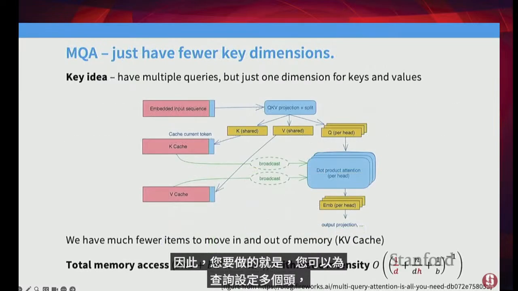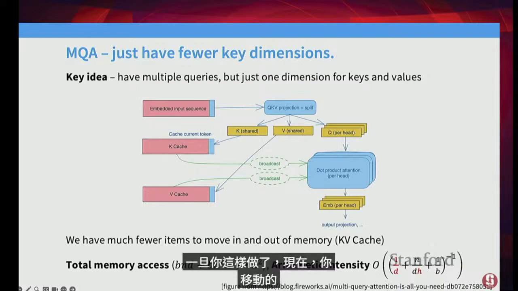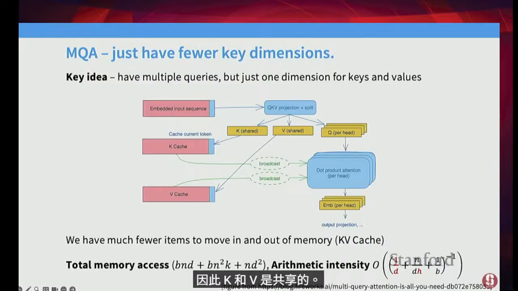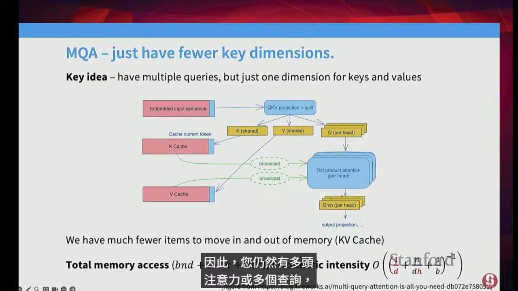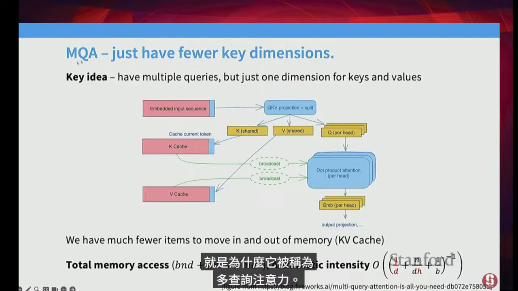So what you do is you can have multiple query heads, but only one head for the keys and values. This immensely simplifies things. Once you do this, you're moving much less information for the Ks and the Vs. So K and V is shared, but query has many heads, so you still have multiple queries, but only single Ks and Vs. That's why it's called multi-query attention.